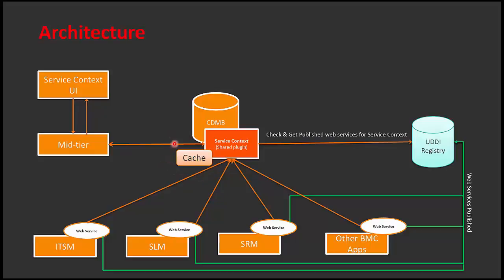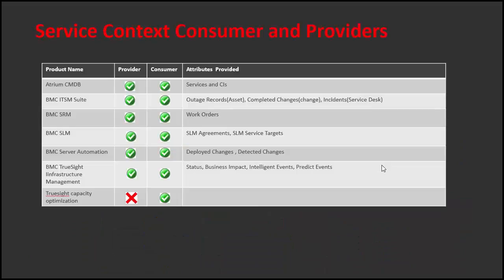Cache expiry time is configurable. One can even disable the cache mechanism. But then for each request, the service context plugin will go and connect with the web service to get the data, which will add additional overhead on each request. So it is recommended to work with cache for better performance.